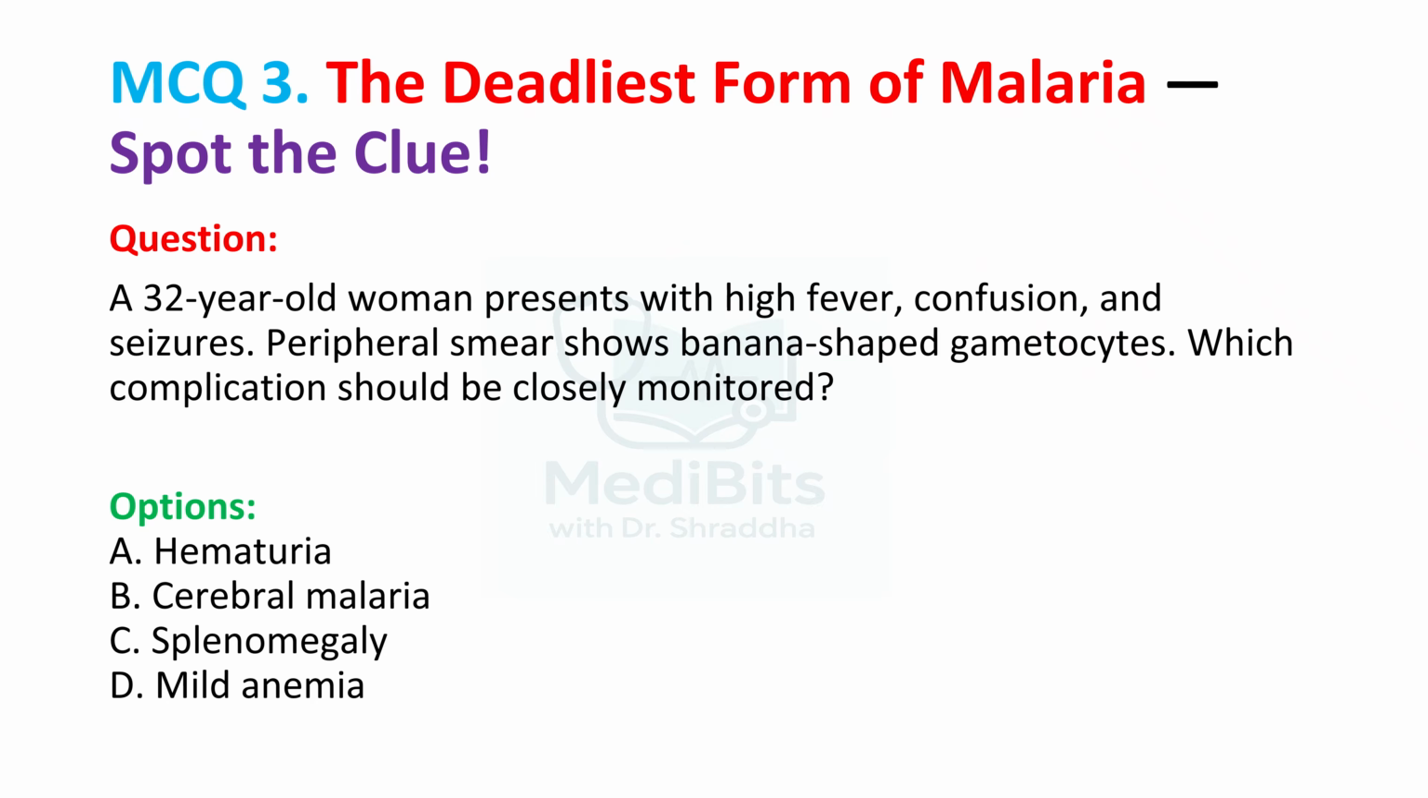Now the last MCQ, which consists of deadliest form of malaria, spot the clue. Question is, a 32-year-old woman presents with high fever, confusion and seizures. Peripheral smear shows banana-shaped gametocytes. Which complication should be closely monitored? Options are A. Hematuria, B. Cerebral malaria, C. Splenomegaly and D. Mild anemia.